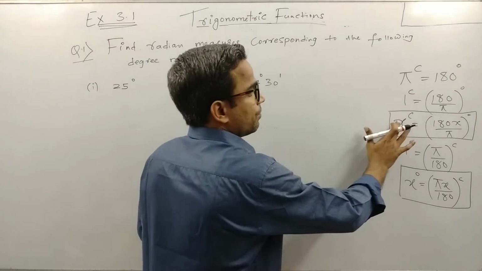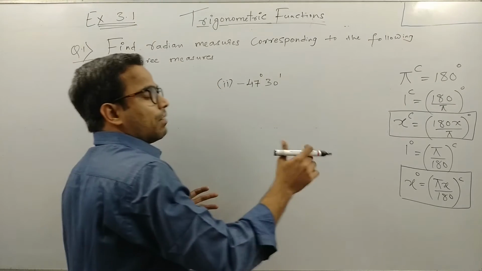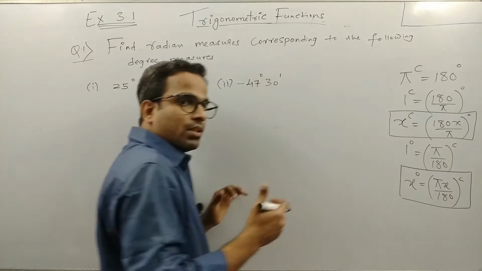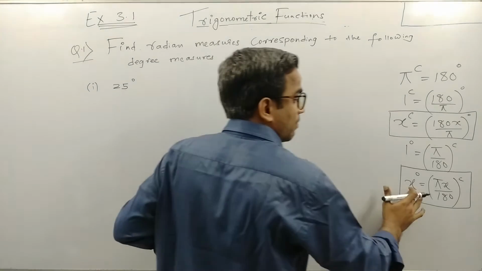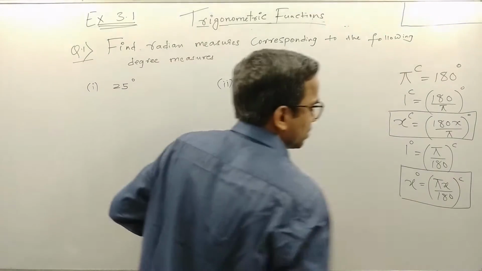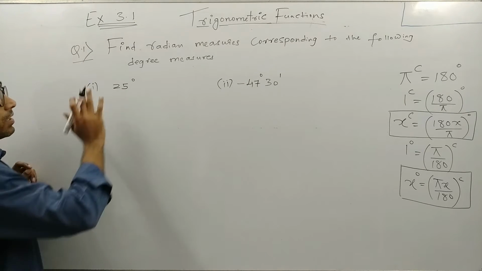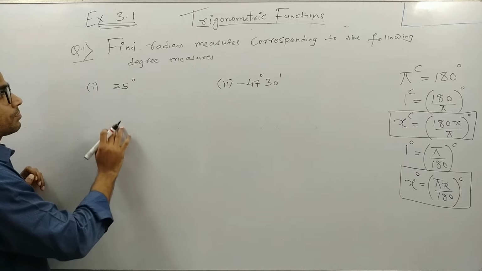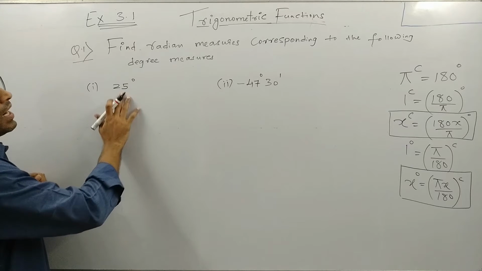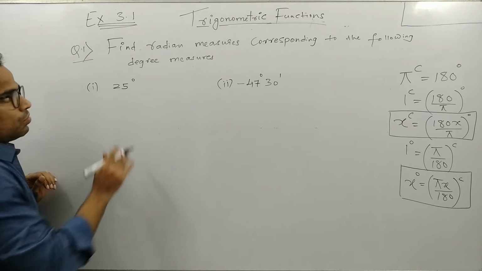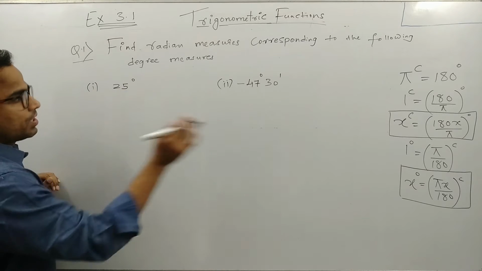If we have been given some radian and we want degree, we simply put it in this expression. And if we have been given something in degree and we want radian, we simply put it in this expression. So we will see the very first sum of your first exercise 3.1. We have been given degrees and we want the radian measure, so we put x degree in that expression.